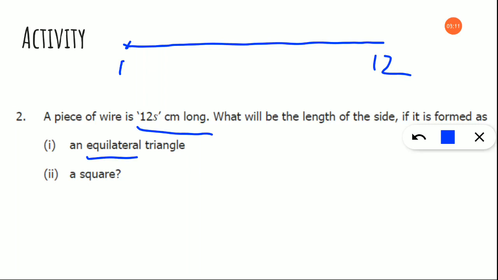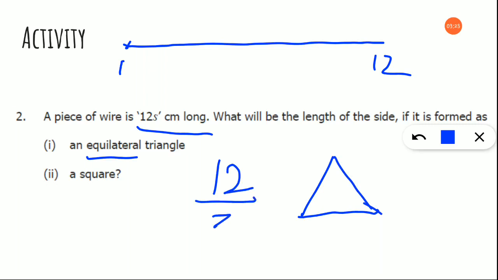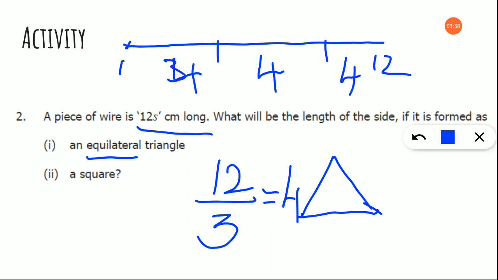An equilateral triangle means all three sides will be equal. In order to find this, what do we have to do? 12 should be divided by 3 and the answer will be 4. So this thread is going to be cut into 3 equal parts. This one should be 4 centimeter, this one 4 centimeter, and this one also 4 centimeter. Now cut this thread into 3 pieces and stick them. One part is here, the next part should be stuck here and the next part here. This is how we will form the equilateral triangle.